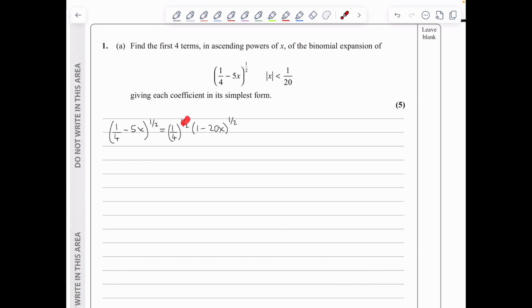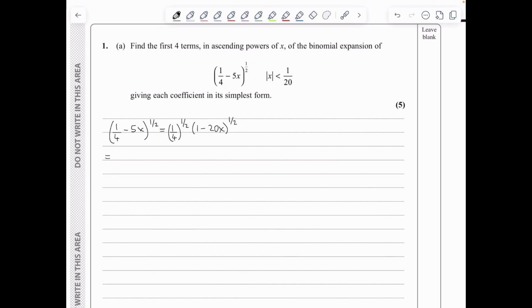If you ignore the powers of a half, then a quarter times 1 is the quarter we had here, and a quarter times the negative 20x is the minus 5x we had here. We are always trying to attain a form of 1 plus or minus something in terms of x, and therefore I can proceed with the binomial expansion.